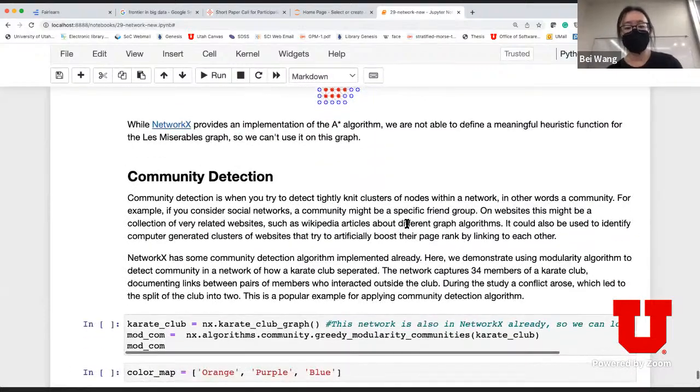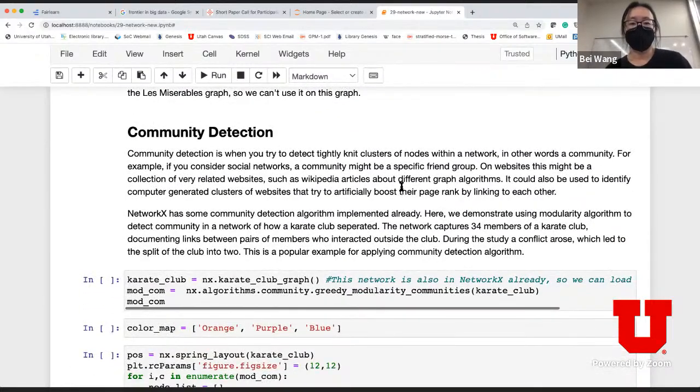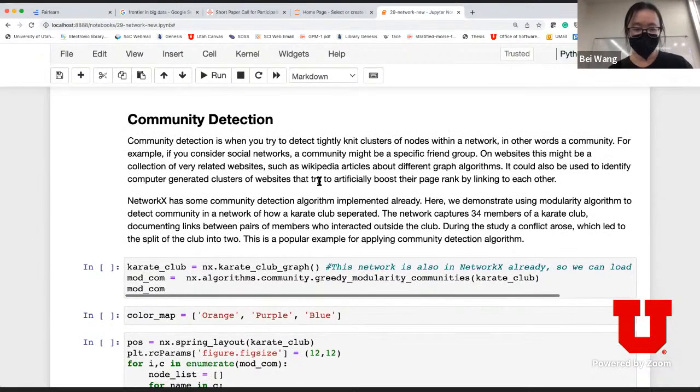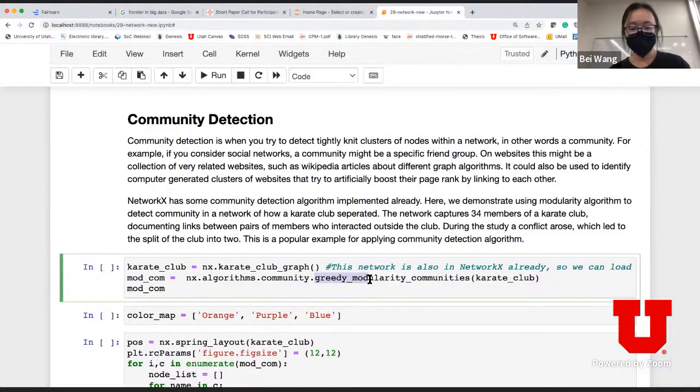So finally, I don't have too much time. There's a very important component of graph analysis, which is community detection. Karate Club is one of those very small, tiny social networks that people used at the very beginning, so let's carry on the tradition. It's a 34-member karate club. And then you can use community, greedy modularity communities. This is just a clustering algorithm based on modularity.